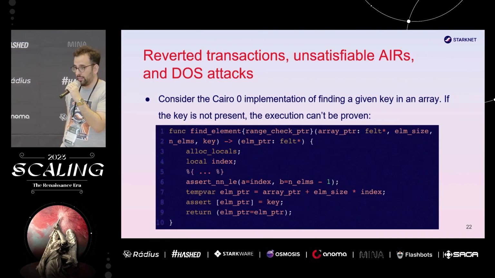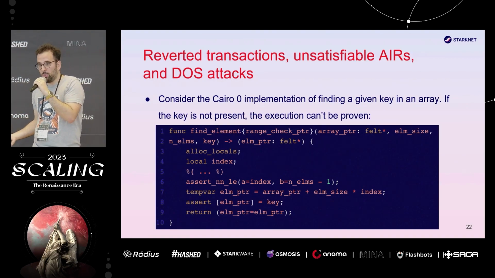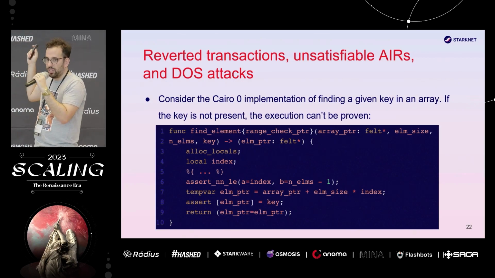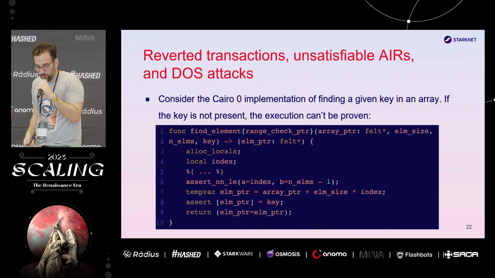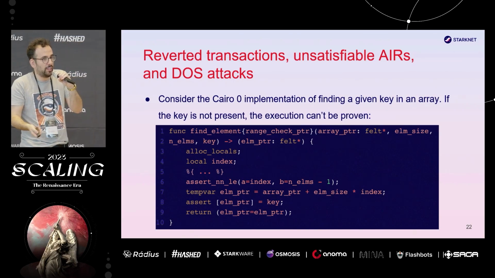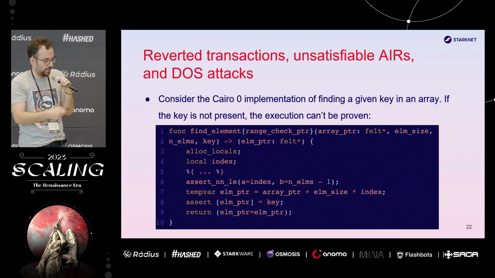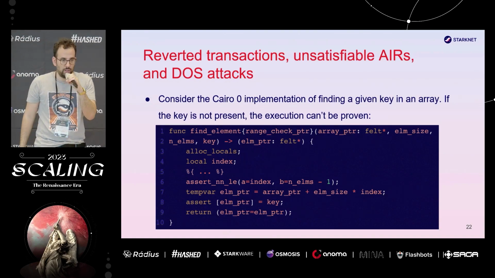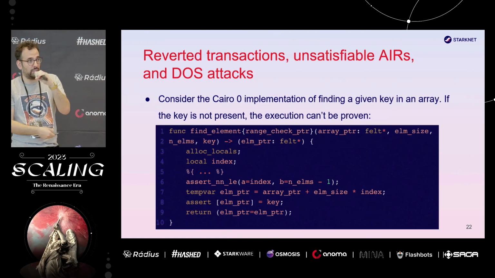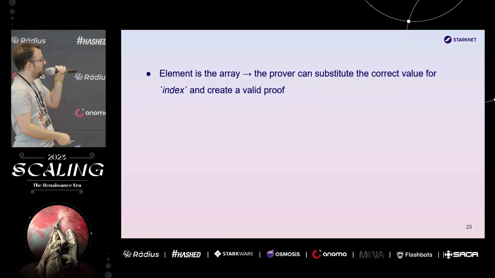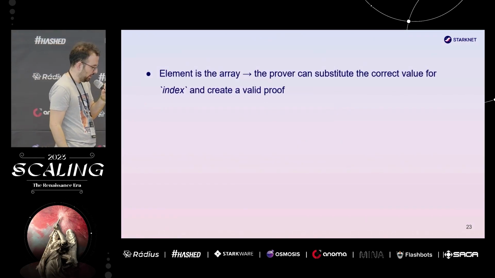And this means that this code won't be provable. There are certain parameters I can call find element with for which the execution will not be provable. Again, it's not a bug, it's by design. I cannot pass the assertion, so I wouldn't want to prove it. But in the context of Starknet, this is a problem. And I'll say clearly why.